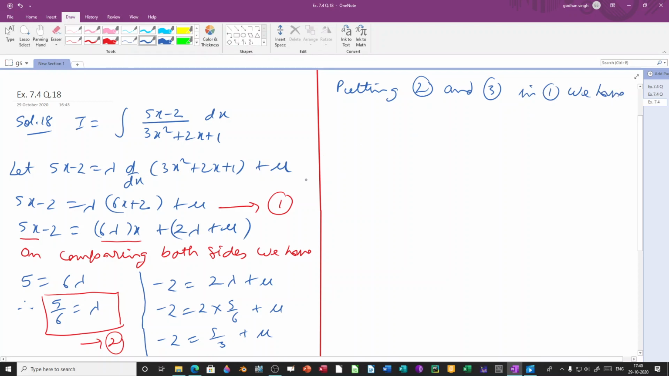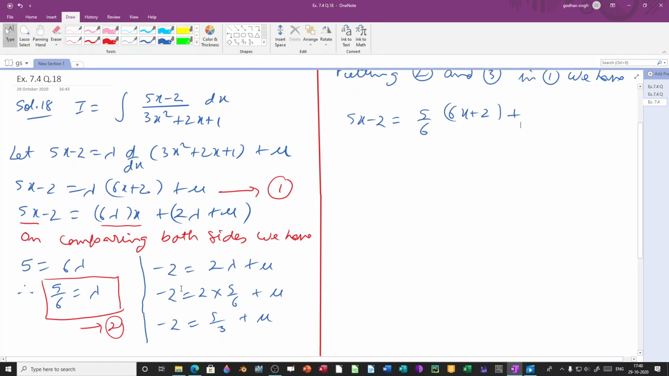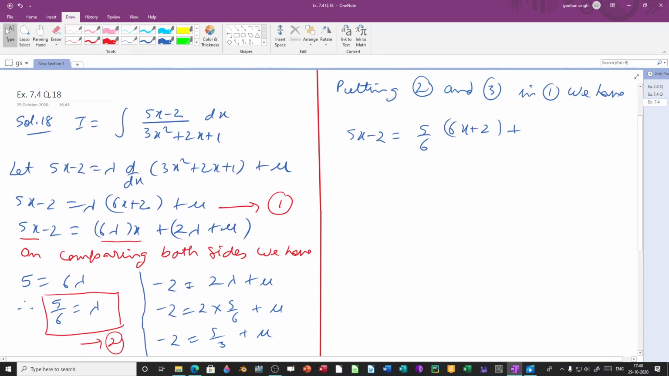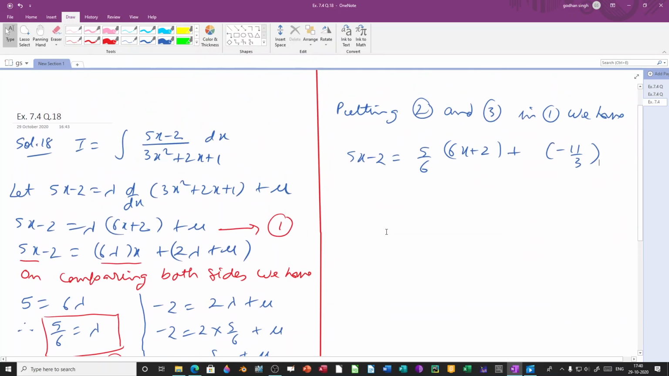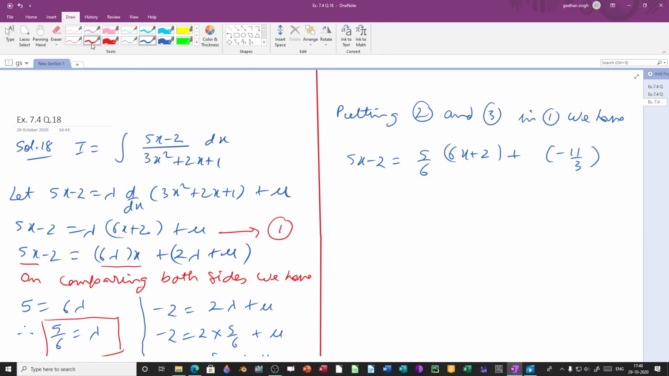So what we'll have is this 5x minus 2 can be written as, now lambda, what is our lambda? Lambda is 5 by 6, and 6x plus 2 will keep as it is, there is no need to simplify it, plus mu. What is our mu? Mu is minus 11 by 3. So we'll be writing here plus minus 11 by 3. Yes.